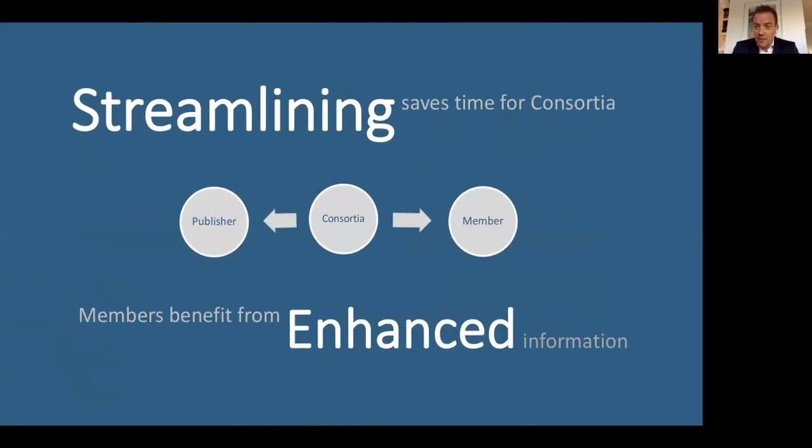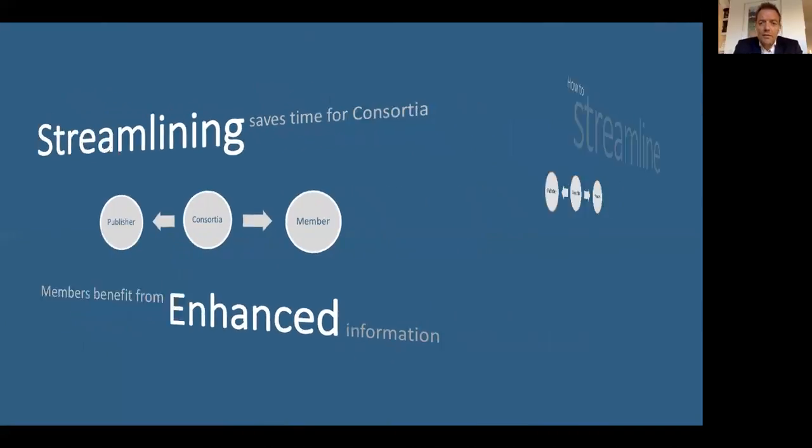Now, streamlining saves time for the consortium, and that means that the license managers, Alicia, Diane, can actually focus on things that provide value. It could be the negotiation with the publishers. It could be advancing into a more complex agreement that haven't been available in the past, because in an analog world it's simply too complex. It could be pick and choose packages or something like that. And the members, they benefit from this enhanced information that the consortium can deliver.